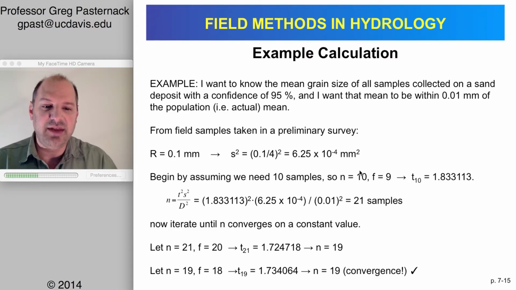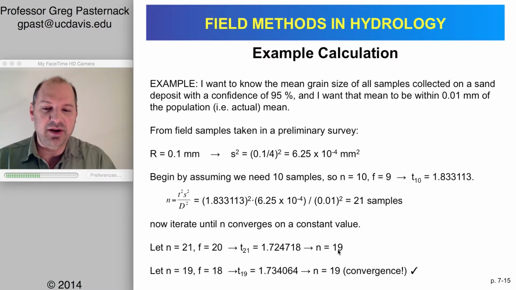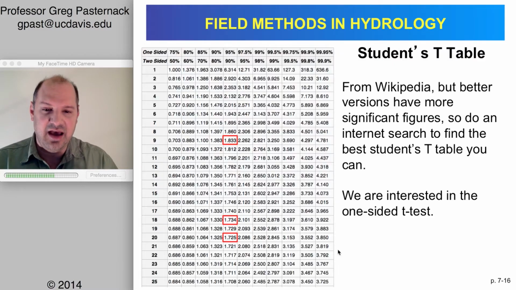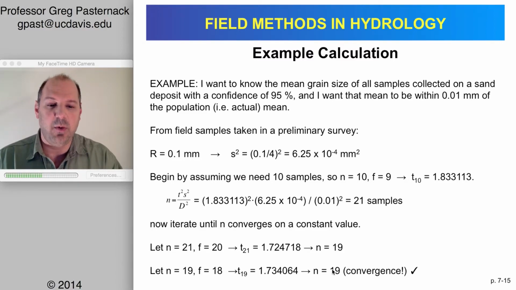So see, I've gone from 10 to 21, which was a big jump, to 19, which is just a small little modification. If I put 19 in, I get 18 degrees of freedom, I get my t-value, compute again, and I get n equals 19. So finally, the number has stabilized, it's not going to change anymore, and we call that convergence of that number.